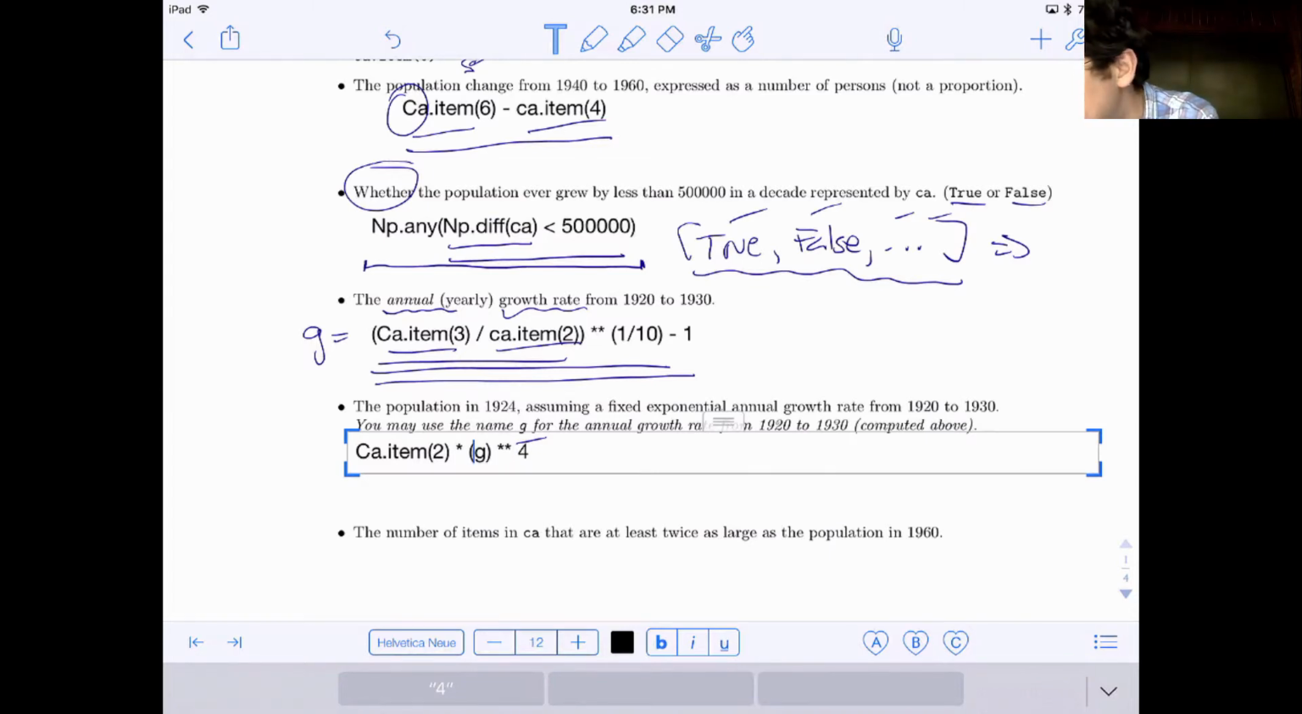Now that's not quite right either, because the growth rate of 20% doesn't include the original value. So we have to include, if the growth rate's 20%, then we want 120%, which is what we're multiplying in 4 times in order to reach the actual total value of the population in 1924 under this exponential growth model.